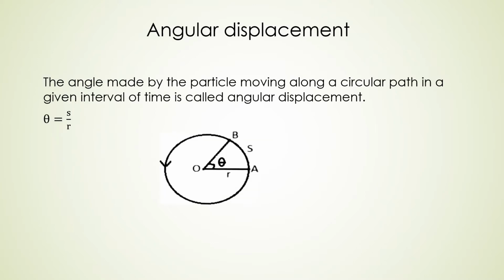Next, we will define angular displacement. The angle made by the particle moving along a circular path in a given interval of time is called angular displacement. So, theta is the angle, the angular displacement, which is equal to the length of an arc. You can see in the diagram AB is an arc. We take it as S, divided by the radius, that is OA. So theta is equal to S by R, or the length of arc AB divided by the radius.